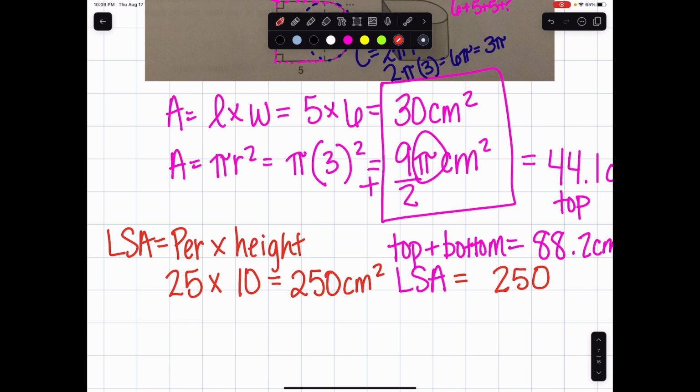Then I'm going to add that to my 88 that I got before for the top and the bottom. And then I have the total surface area, which turns out to be 342, something like that. And what are the units? Centimeters squared, because it's an area.